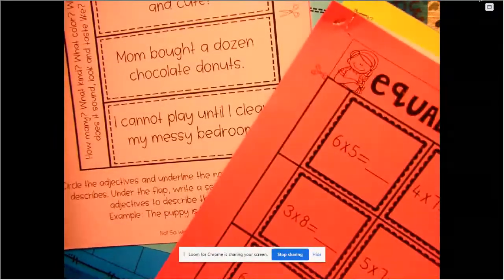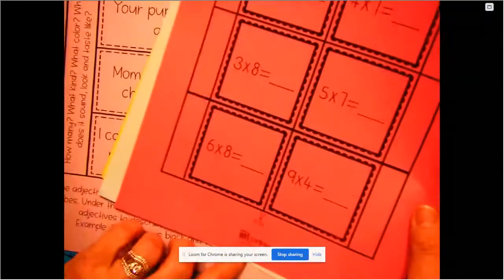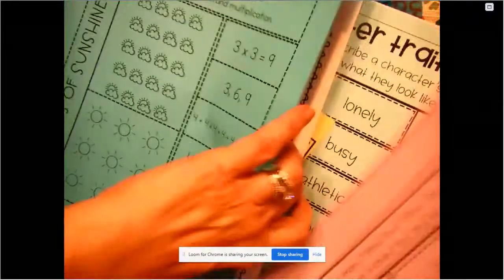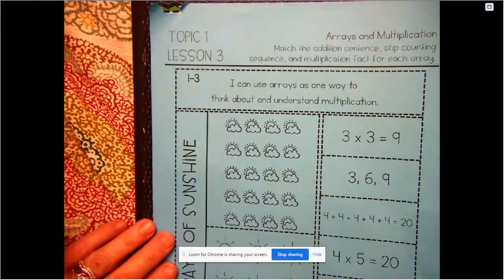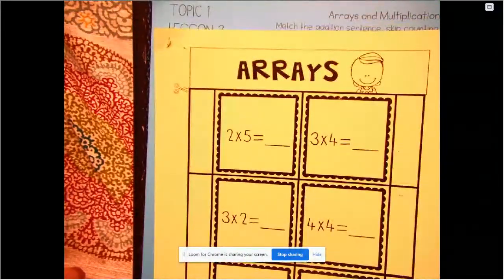of numbers has equal groups on top of it, but look how it has Not So Wimpy Teacher at the bottom. So we want those pages. So let me put these back in here. All right, we want lesson 1 or topic 1, lesson 3, and arrays. We want both of those.